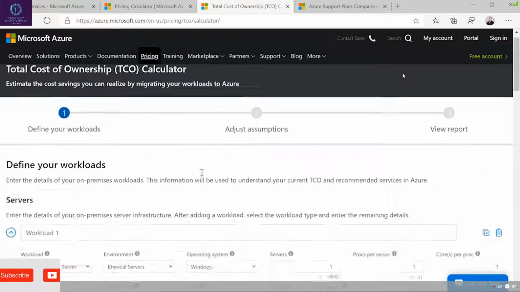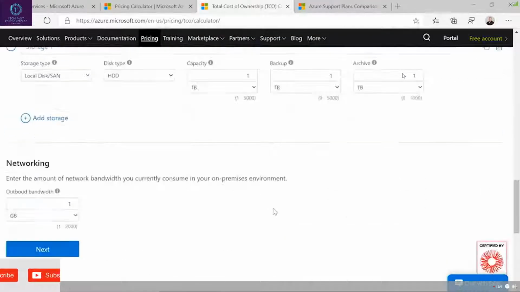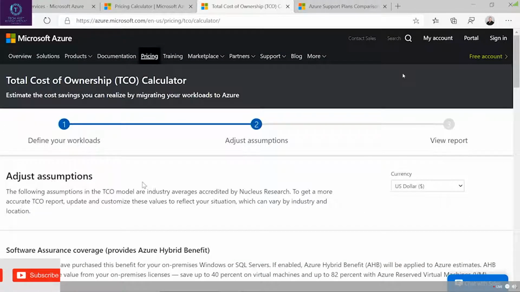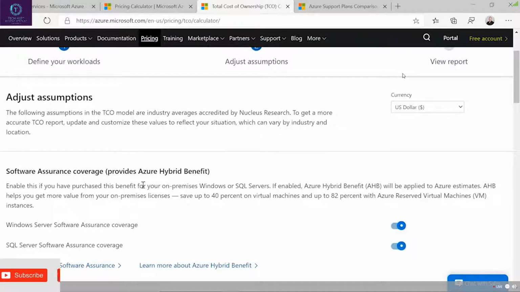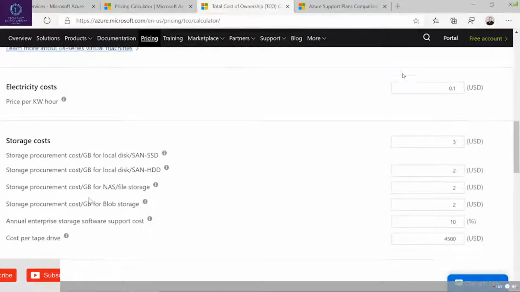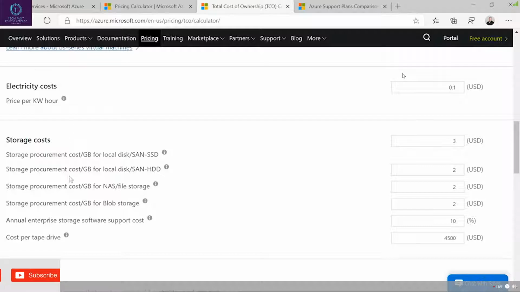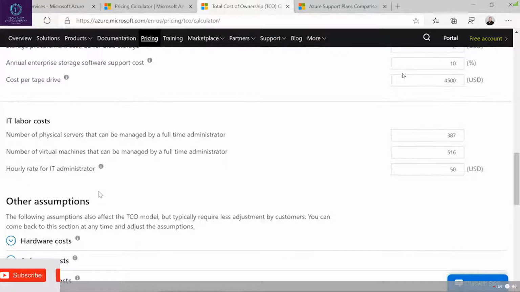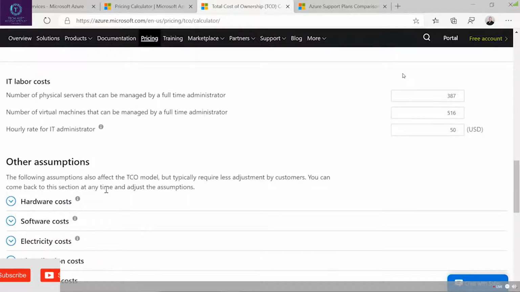And the other thing that we can do, if I go to the next step in the calculator, we can also factor in our different costs. Do we have software assurance? Do we have geo-redundant storage? Do we have virtual machines? What's our electricity cost? What's our storage cost? What's our IT labor cost? We have all these assumptions built into the tool.